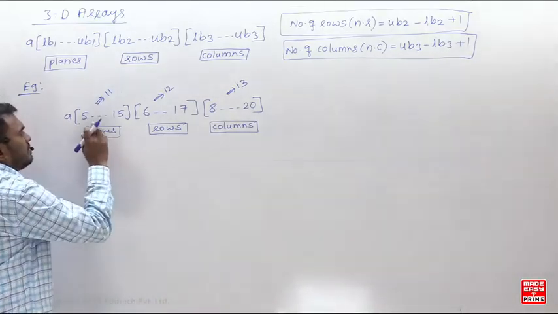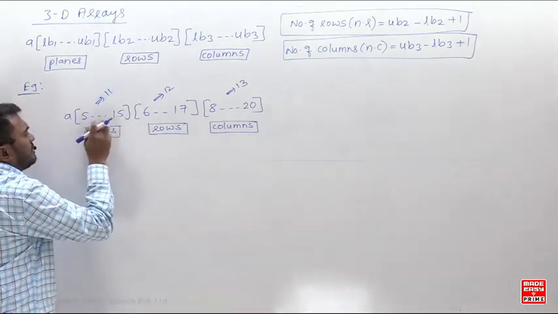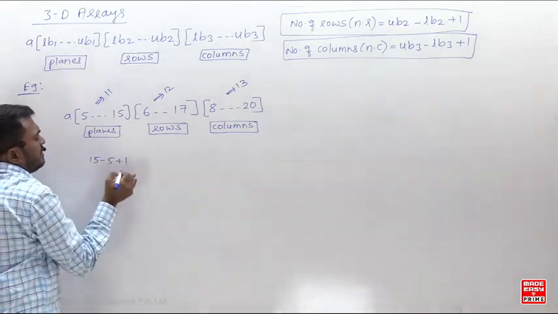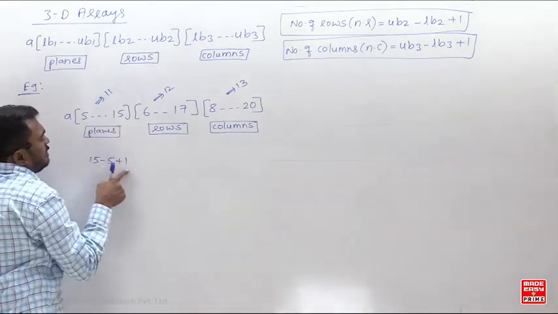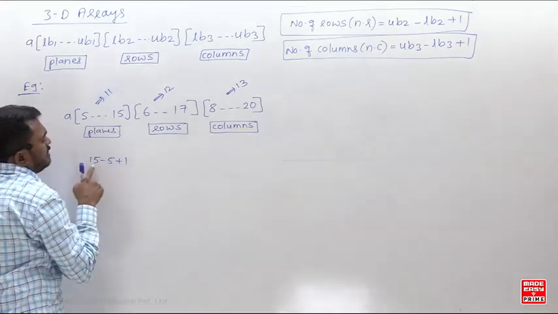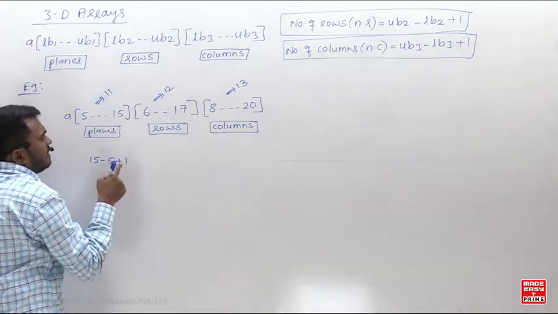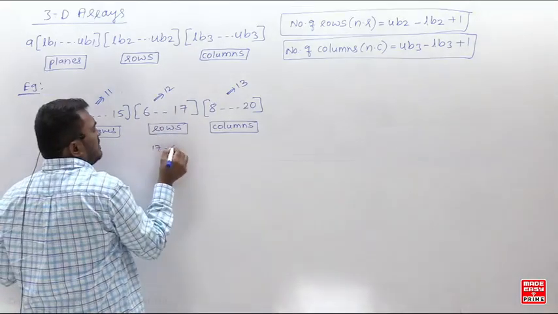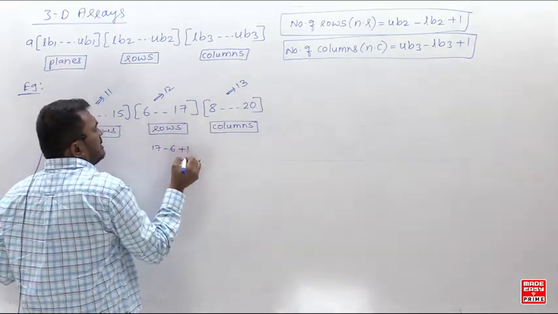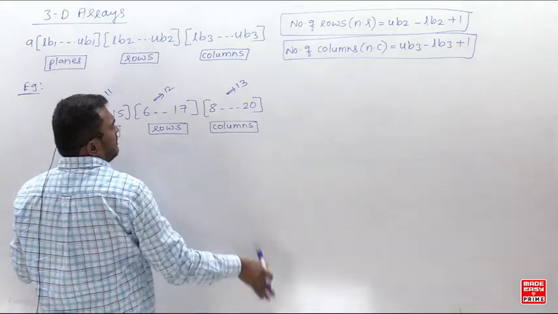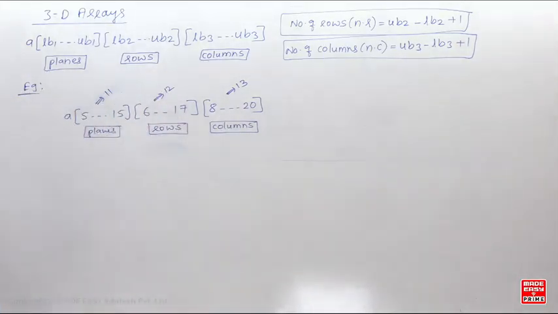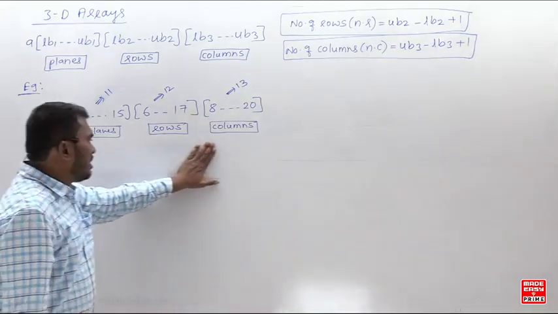So check karo, is it correct? 15 minus 5 plus 1, number of planes. Is this correct? Okay, this is 10. 10 plus 1, 11. And next, number of rows. 17 minus 6 is 11. Plus 1, that is 12. Correct. And this is 12. 20 minus 8 plus 1. 20 minus 8 is 12. 12 plus 1 is 13. Correct. So all that is correct.